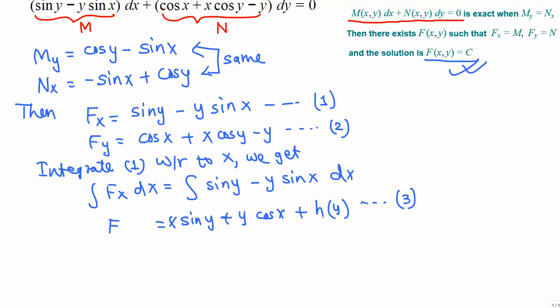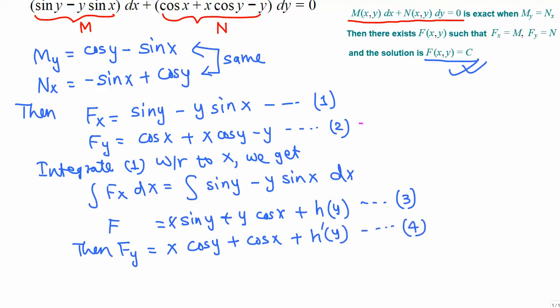So differentiate 3 with respect to y, F_y. With respect to y, x is constant, the derivative of sine y is cosine y, plus cosine x is constant and the derivative of y is 1, so 1 times cosine x, that's cosine x, plus the derivative of a pure function of y, so h prime of y. Call this equation 4.